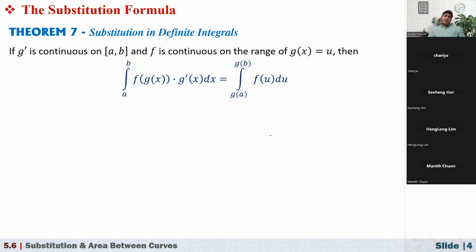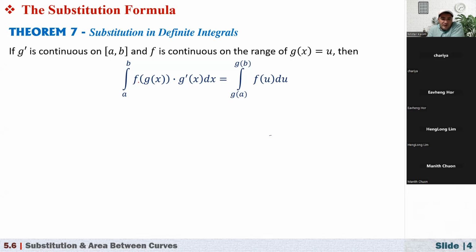Now, let's start with this theorem and try to understand it by solving a few questions. If G prime is continuous on the closed interval [a, b], and f is continuous on the range of g of x equals u. I hope you understand why we are using these expressions, because in our integral we have g prime of x. To be able to write this here, it must be defined, and also differentiable and continuous. Otherwise, we cannot evaluate this integral.